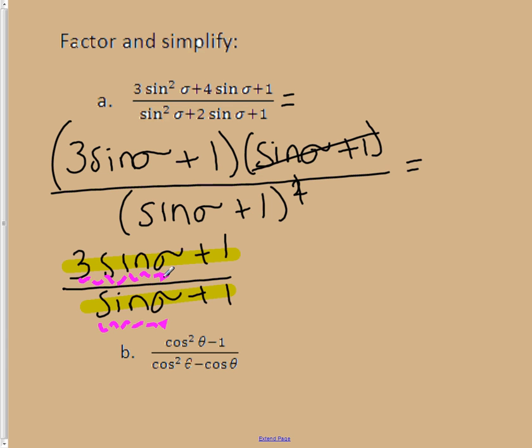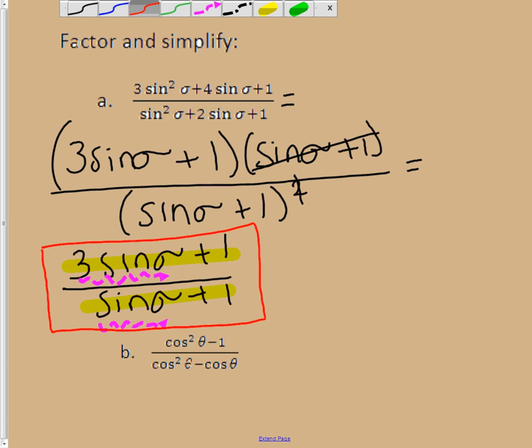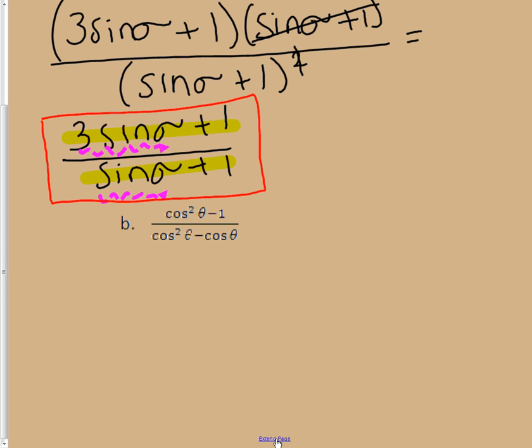So unfortunately, as good as it gets, all this is going to come down to is 3 sine sigma plus 1 over sine sigma plus 1. And that's as good as it's going to simplify to. So I'm going to let you guys do the next one, and I'll give you the answer. And hopefully you guys got 1 plus secant theta.